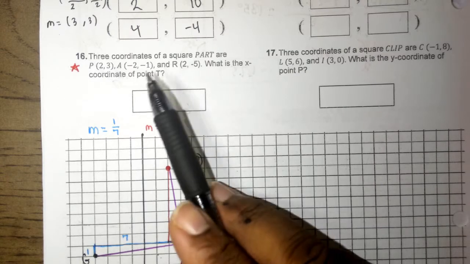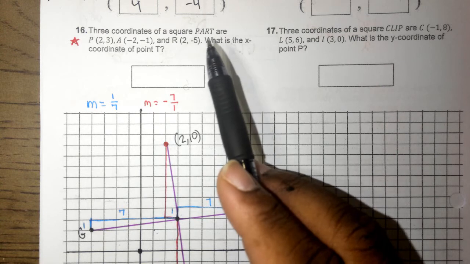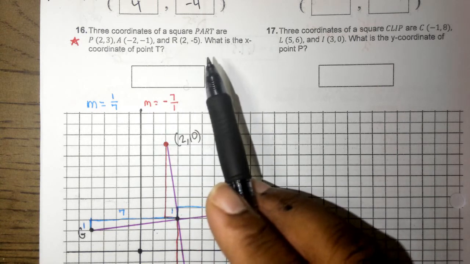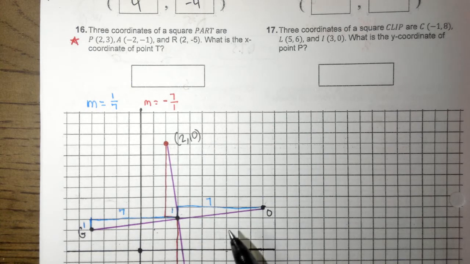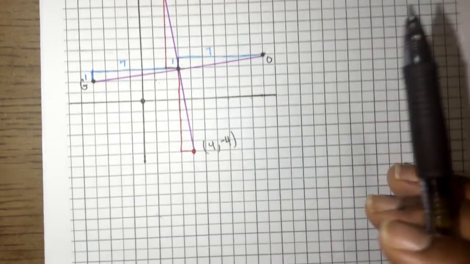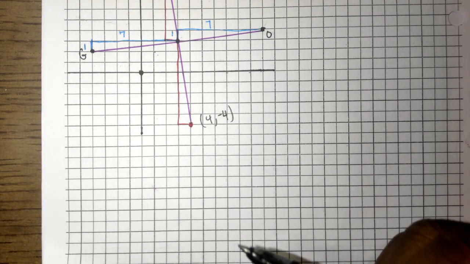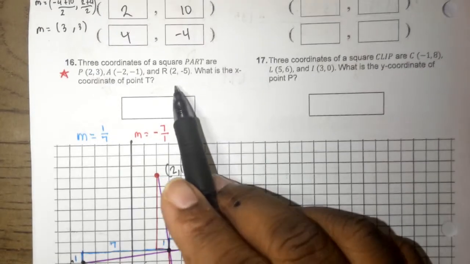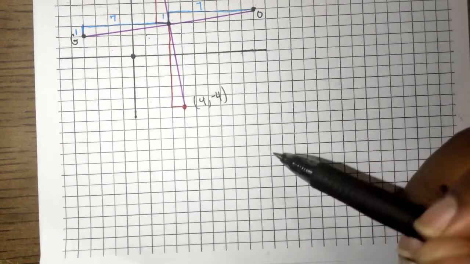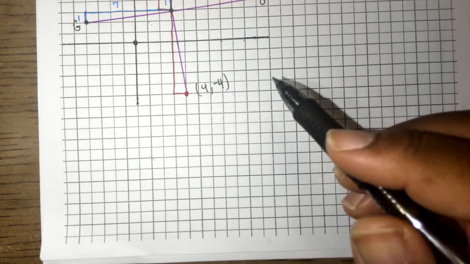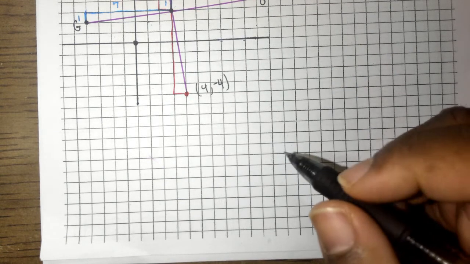Alright, next one I'm doing, number 16. The 3 coordinates of a square PART. One is the x coordinate of point T. Alright. So in this one, they give you 3 out of the 4 coordinates on the square. Down here, we're going to do this one under here. It's a smaller graph because the biggest number is like negative 5. So we just need to make sure we go to at least negative 6 to give ourselves some space. Now do it right under this one.